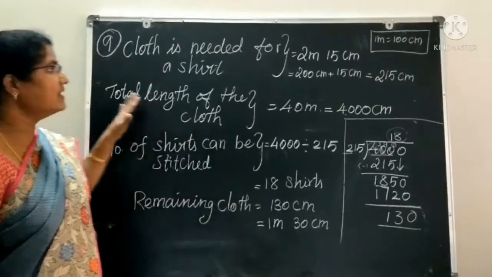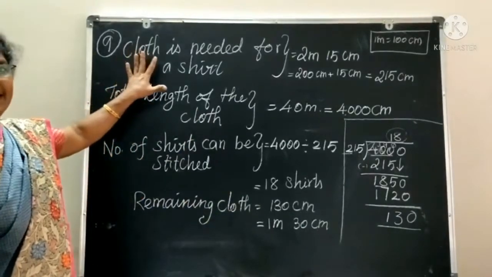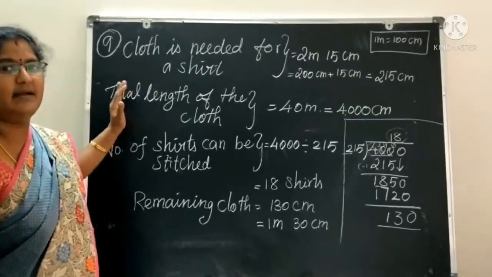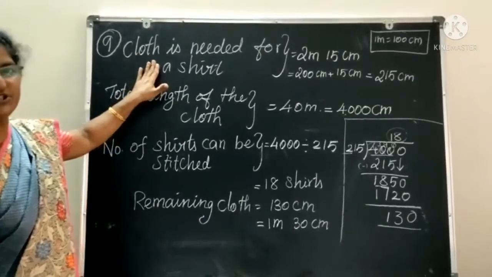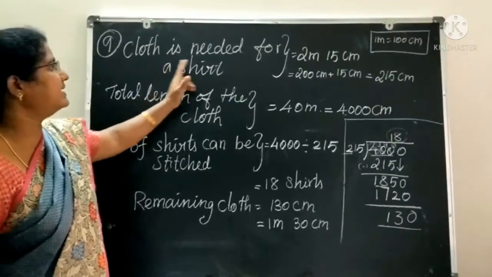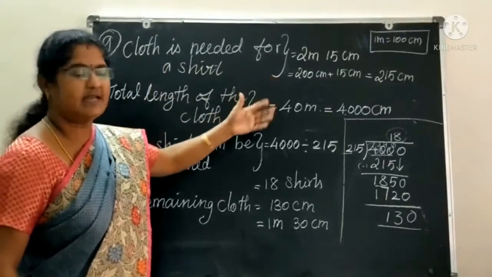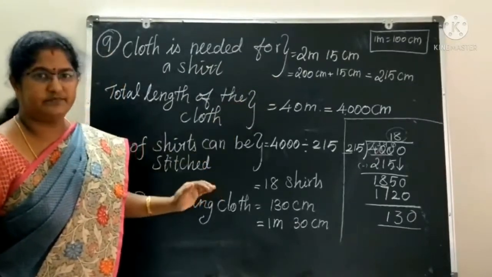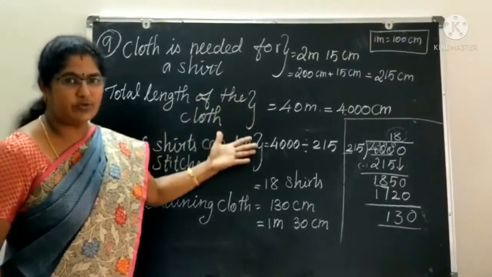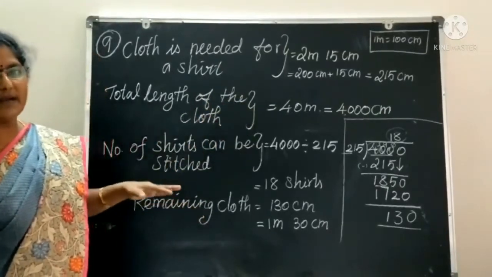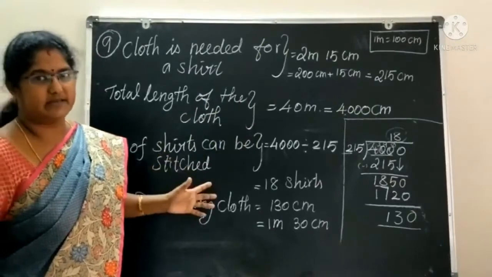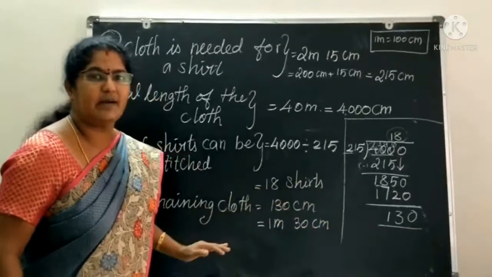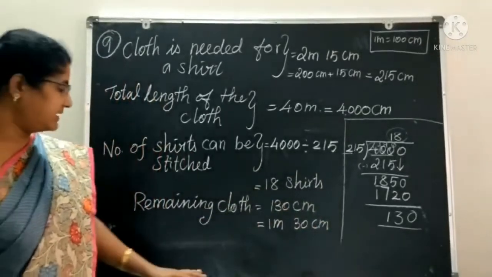Understand? So in this problem, the total cloth is given. The total length of the cloth is 40 meters. From this, we can stitch shirts. For a shirt, 2 meters 15 centimeters is needed. So how many shirts can be stitched? We convert both into the same unit and then divide. We need the number of shirts, so we have to divide. And the remainder will be the remaining cloth. Understand? Write down.